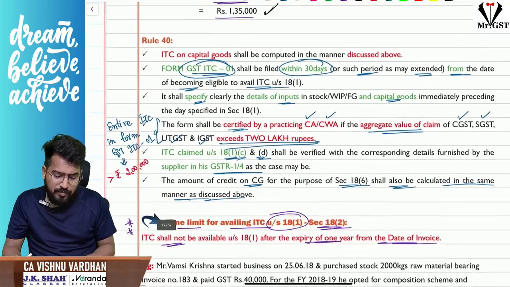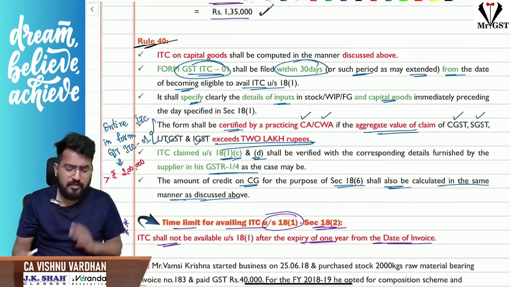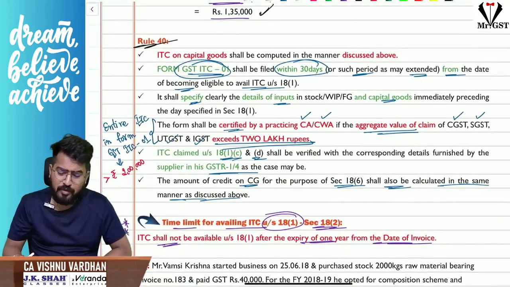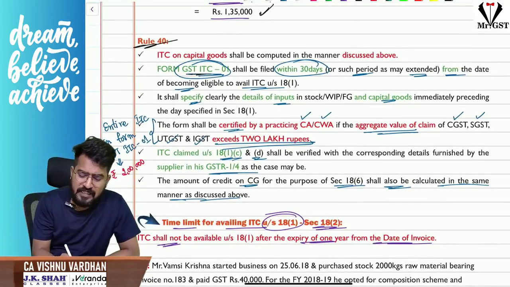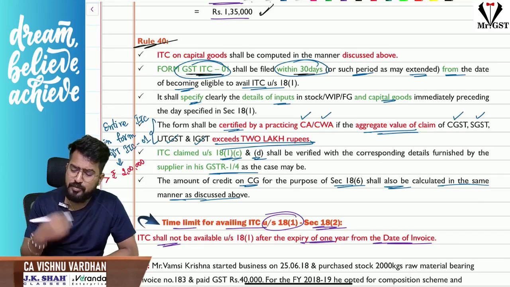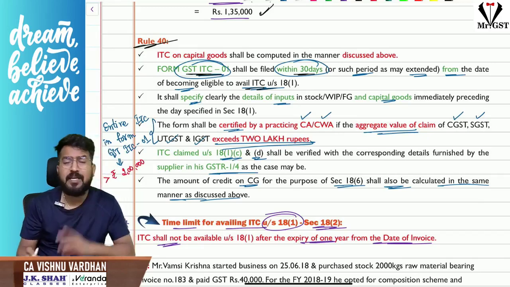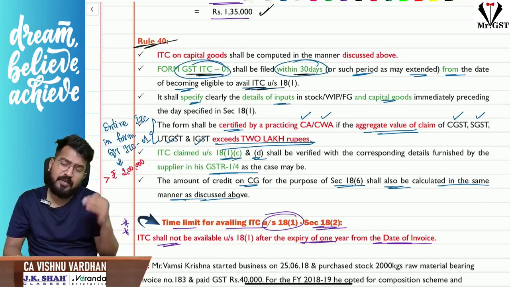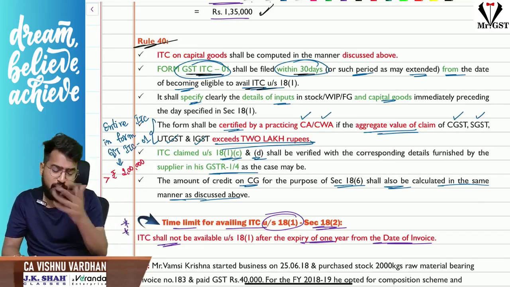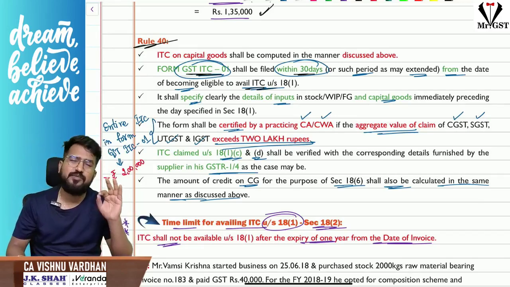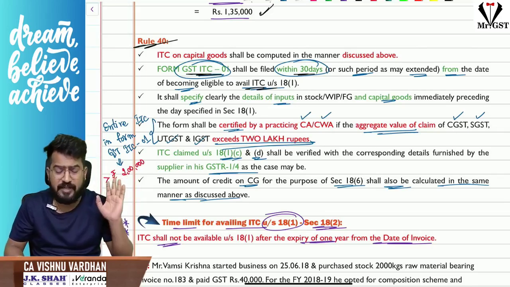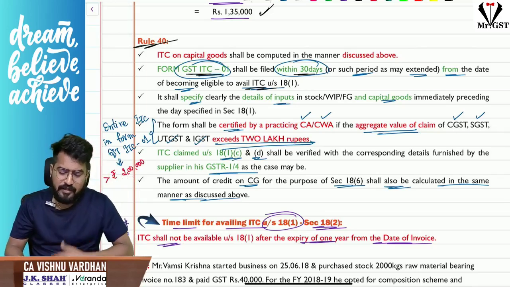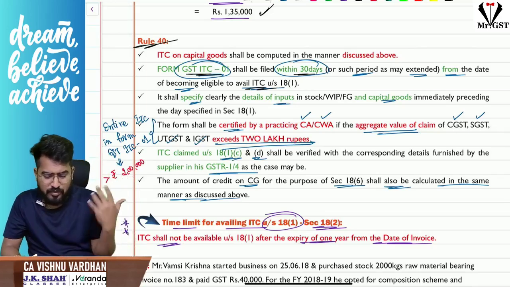So for this, there is a procedure in Rule 40, whatever has been prescribed. Sir, when you are taking ITC on capital goods, we have already discussed how we will calculate that. And Form GST ITC-01 should be filed within 30 days from the date of becoming eligible for ITC under 18 subsection 1, maybe under subsection 1 clause A, B, C, D, whatever it is. For taking this ITC, you should file this form, GST ITC-01, within 30 days of becoming eligible for ITC under this particular section. And in that, you should give the details of inputs and capital goods, whatever you are eligible for.